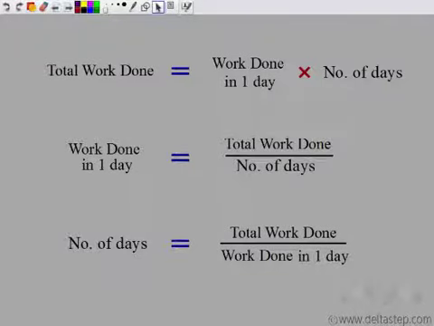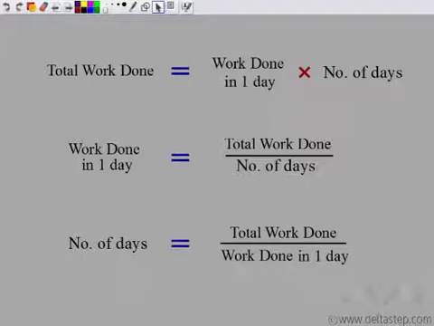We had seen that total work done is work done in a day into number of days. So from this formula, you can come down to this also. That is, work done in one day would be total work done divided by number of days. So this gives me this formula.